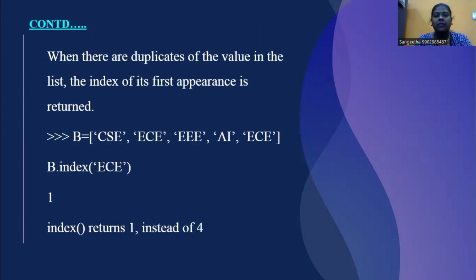When there are duplicates of the value in the list, the index of its first appearance is returned. If an item appears twice in a list, the first appearance's index is returned. For example, B is equal to CSE, ECE, EEE, AI, ECE. B.index('ECE') returns 1. It doesn't return 4, because it always returns the first appearance instead of the duplicate appearance. So the index value returns 1 instead of 4.